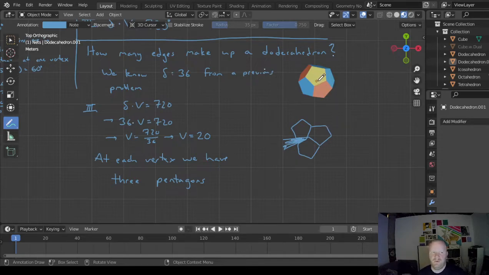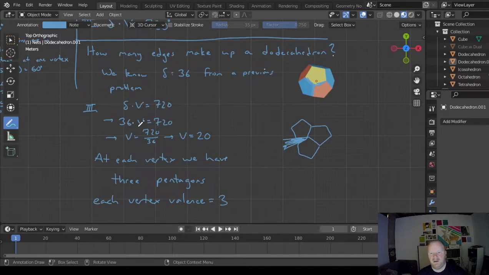So let's think about what is the vertex valence. The vertex valence is how many edges are going to be meeting at this point here. And I look at this and I say, well, each vertex is going to have 1, 2, 3 edges. So we'll say each vertex valence is going to be equal to 3.